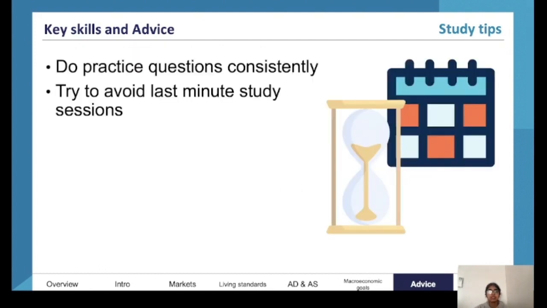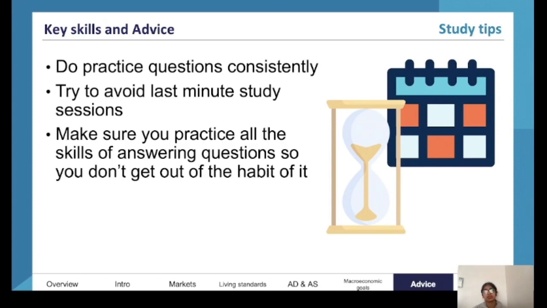Next, more study tips. Just be consistent with it. Don't just do lots and lots of questions at once. Be consistent. Do many over many weeks. Don't do last minute study sessions. Try to make sure that you're consistent with it.